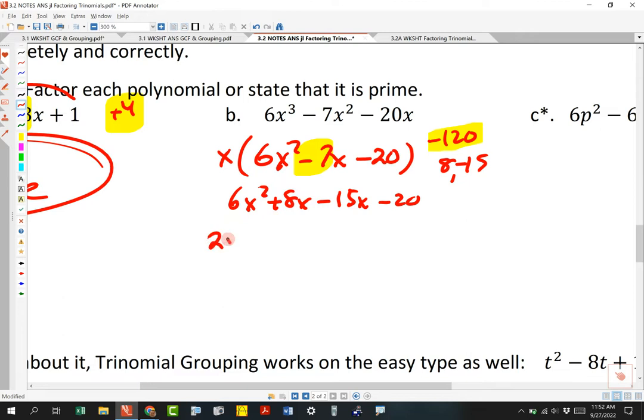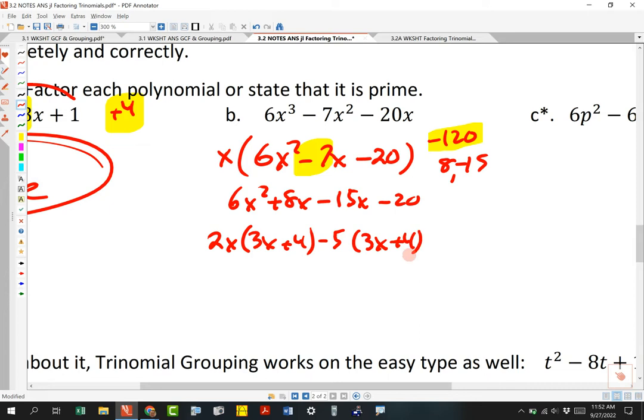I can take out a 2 and an x. If I take out a 2, I'm dividing out, remember, so that's going to be left with a 3x. Dividing out, so I'm going to be left with a 4. Colson, what can I take out of these two? Negative 5. Ooh, he got it. Negative 5. Take out the negative. We're left with a 3x and a plus 4.